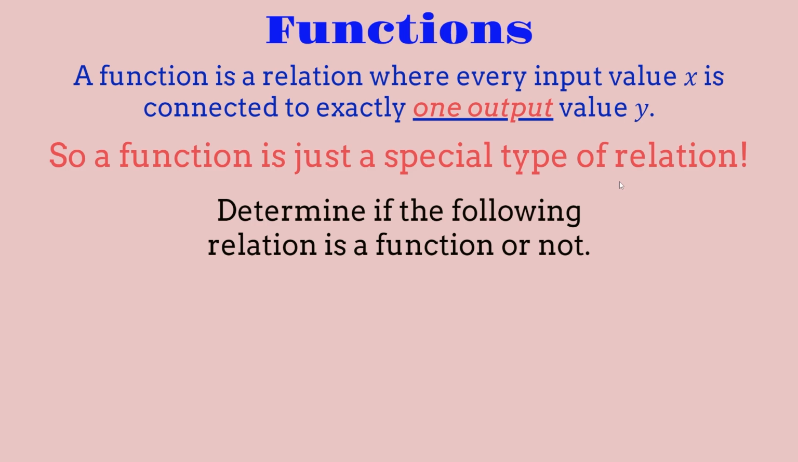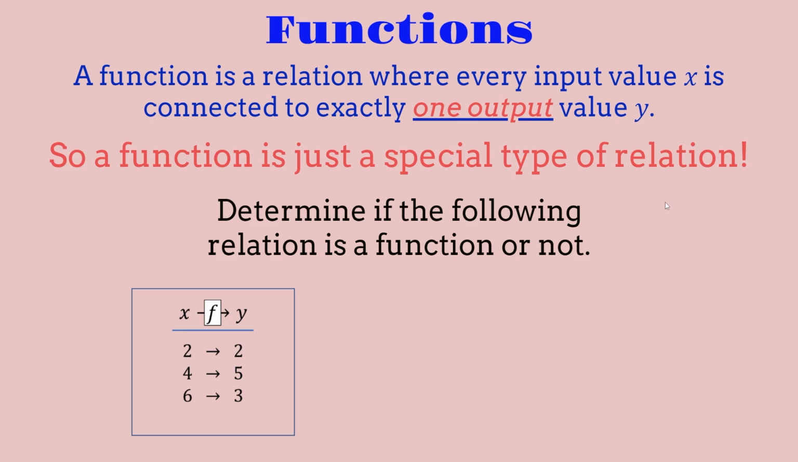Now let's see if we can determine whether the following relation is a function or not. Inside this table, we can see the x side and the y side. The input values on the x side are 2, 4, and 6, and the output values are 2, 5, and 3. Here we can see that the 2 in the input is connected to the 2 in the output, 4 is connected to 5, and 6 is connected to 3.